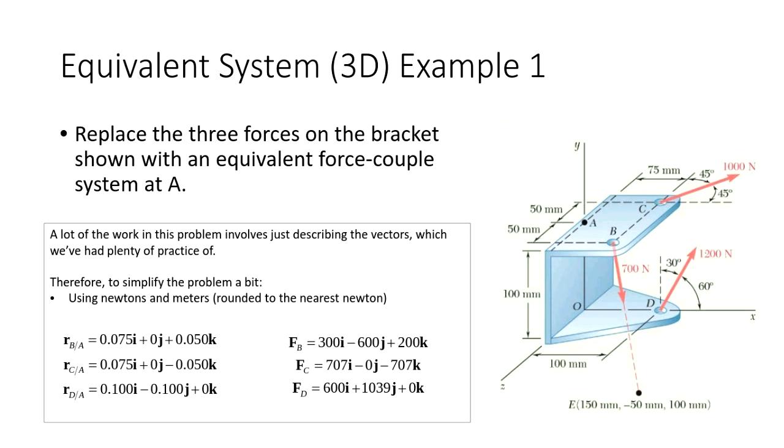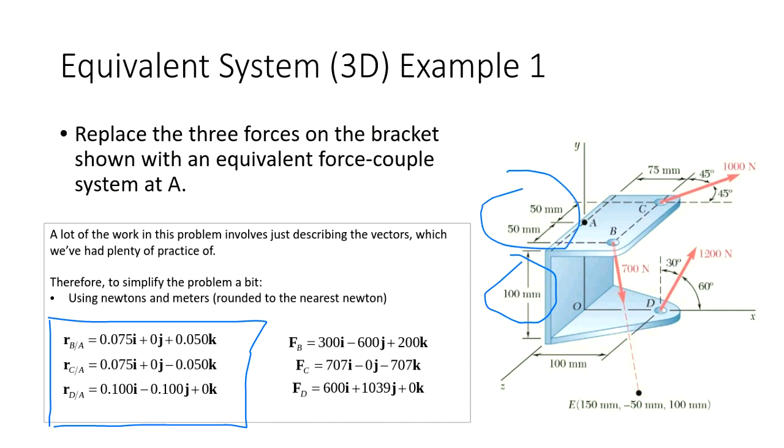Okay. But going back to my position vectors, if you look, I have them written instead of as 100 millimeters or 50 millimeters, I have them written as 0.05 and 0.075. The reason why is because if you take these 1,000 Newton forces and multiply them by 75, 100 millimeters, you're going to get some really, really big numbers.